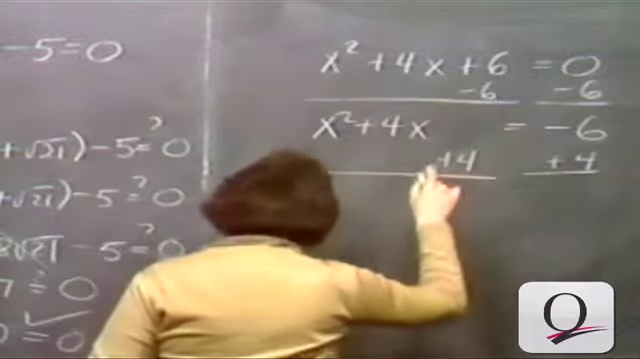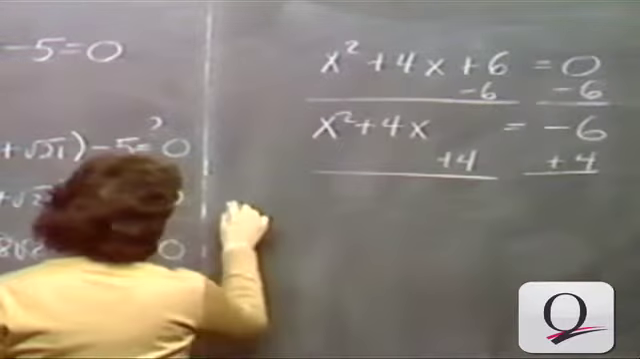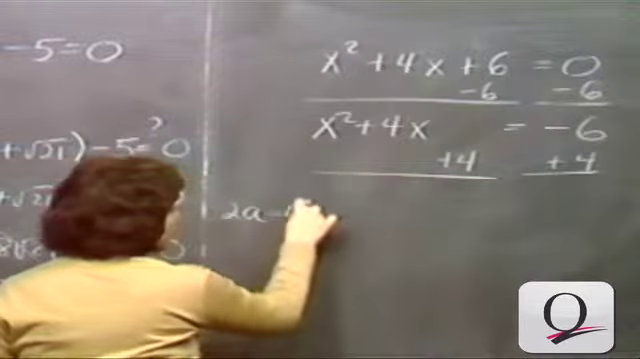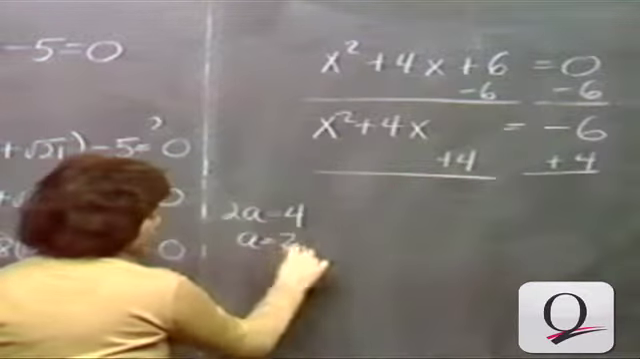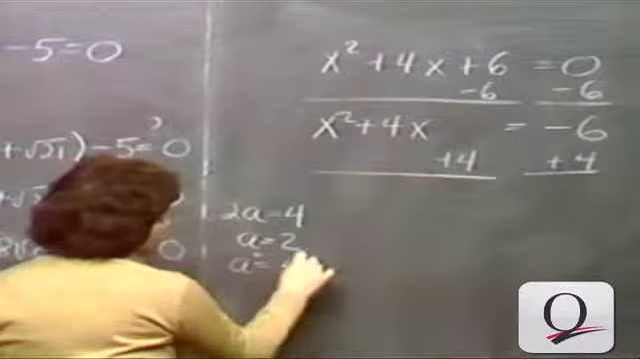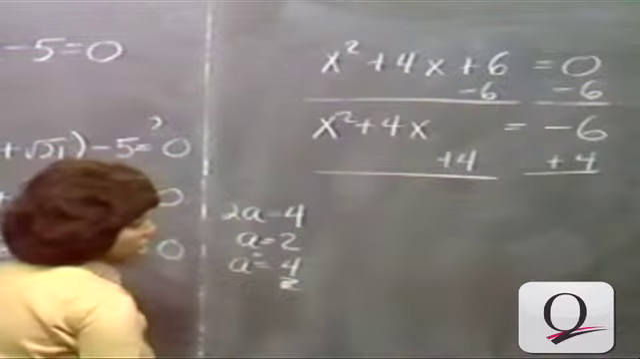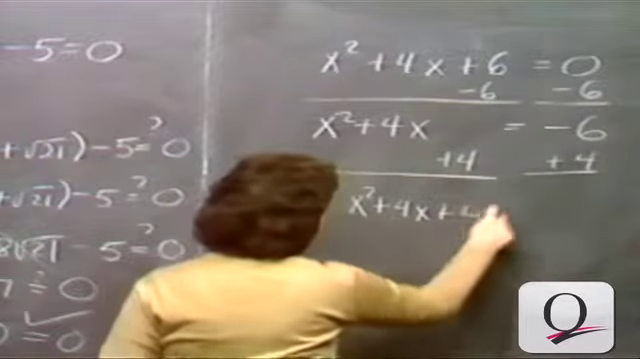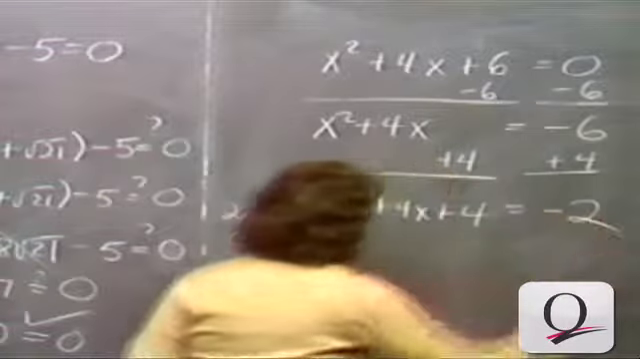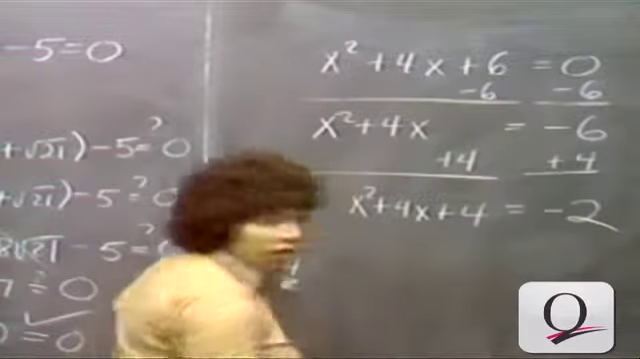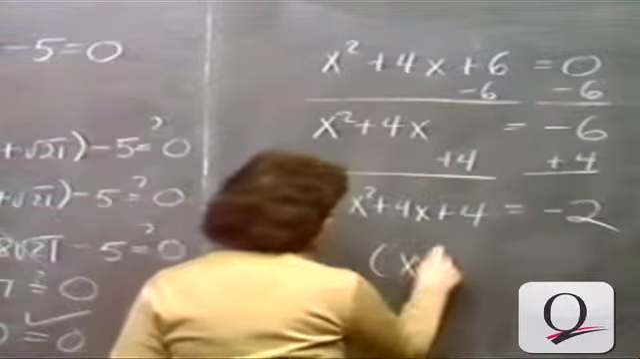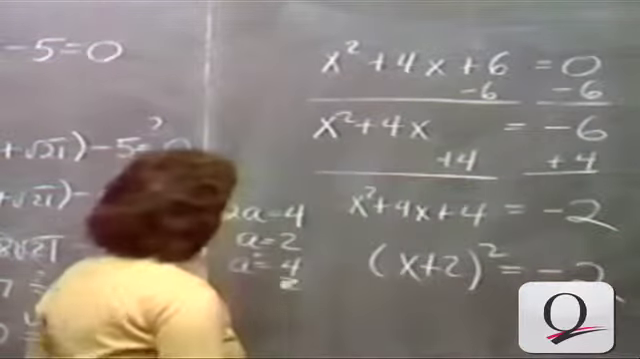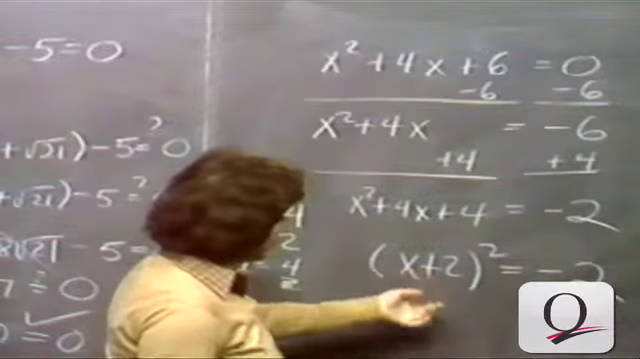Okay, and where the number 4 came from, if you don't see it this way, what I do is I set the coefficient of x, which is 4, equal to 2a, figure out what a is, and square it. That's how I get the number to add to both sides. Here I have x squared plus 4x plus 4 equals minus 2. On the left-hand side, we have a perfect square. x plus 2 squared equals minus 2. And we've done this by the method of completing the square.